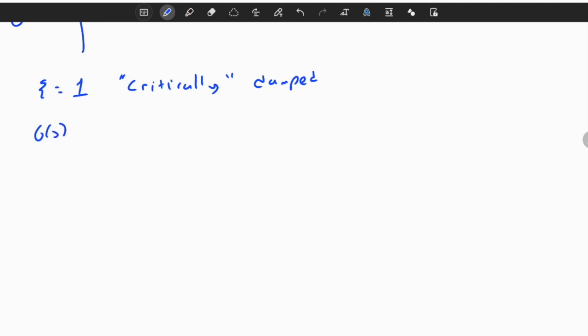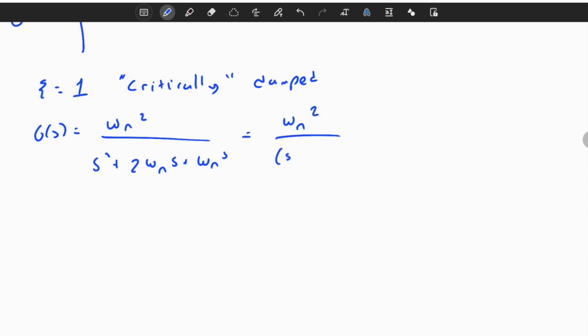G of s is equal to omega n squared divided by s squared plus 2 omega n s, because psi is equal to 1, plus omega n squared. If I simplify that, it is equal to omega n squared divided by (s plus omega n) squared, sorry, this should be squared. So I have a repeated root, as you can see. I will not apply partial fractions for this directly. Our goal is again finding the step response of the system.